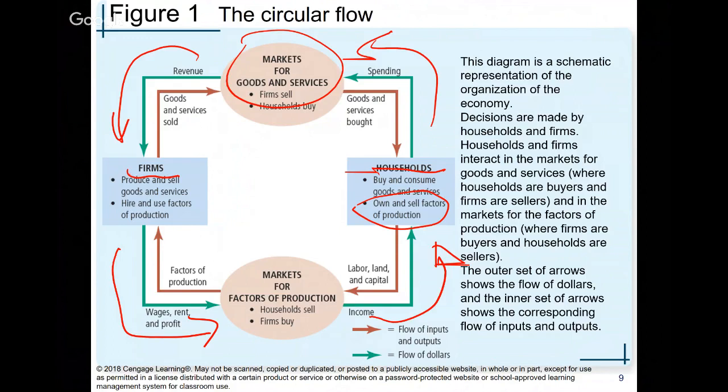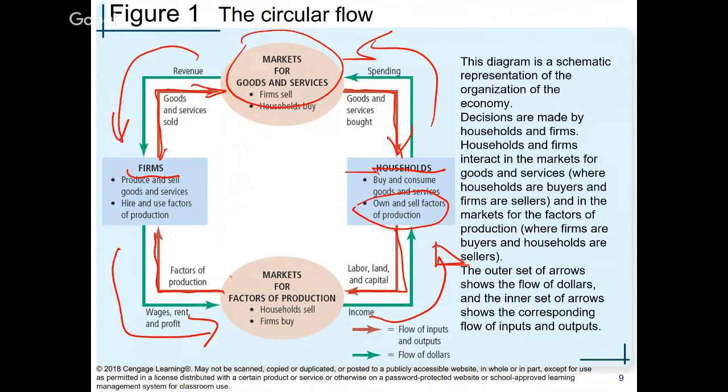So first, household, we're going to go to the market for factor productions. We're going to supply our labor, land, and capital. And then this will be used by the companies as a factor production. They use them to produce good and service, and then they will sell good and service in the other market. And then we're gonna buy it, and then those good and service flow back to our household. Okay, so the inner circle here represents the flow of input and output, and the outer circle represents the flow of dollars, the money.